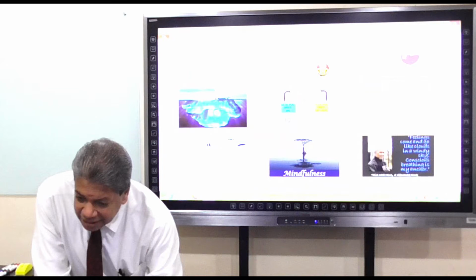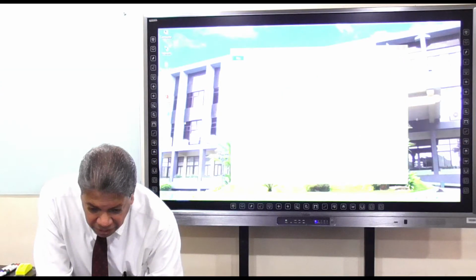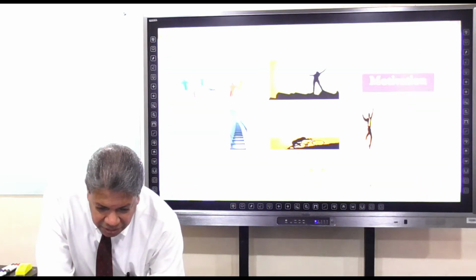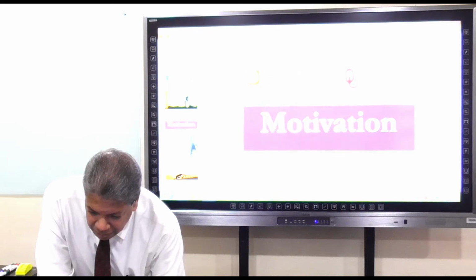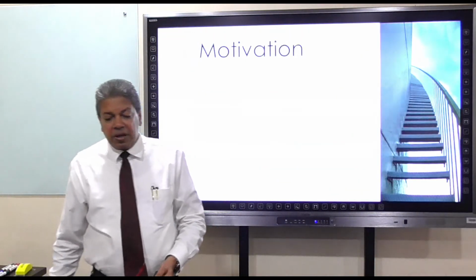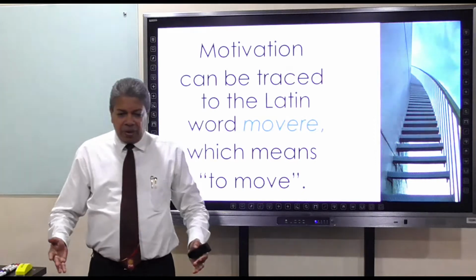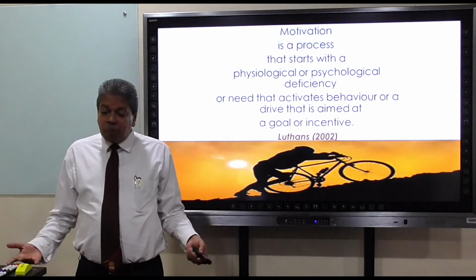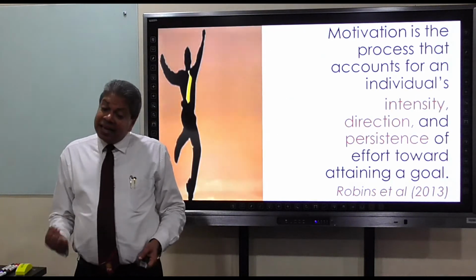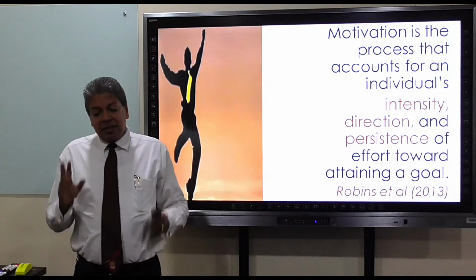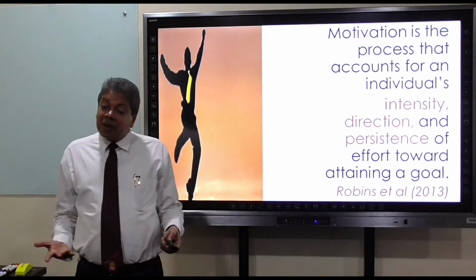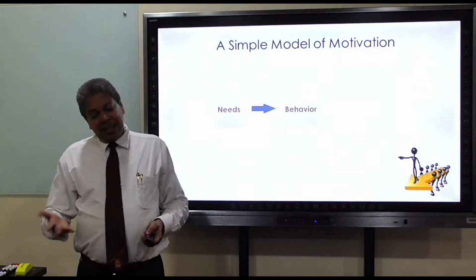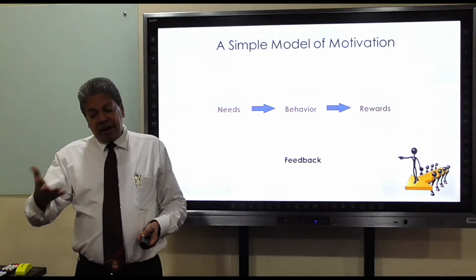So from emotional intelligence, we moved into the next one, which is motivation, which we had a very deep and broad discussion on. We talked about motivation as meaning to move, and it's a process starting with the gap of a deficiency. Then three things: intensity, direction, and persistence towards attaining a goal. It's all about goal-driven behavior. In a simple model, there are unfulfilled needs. We have some behavior to fulfill them, and rewards and feedback.